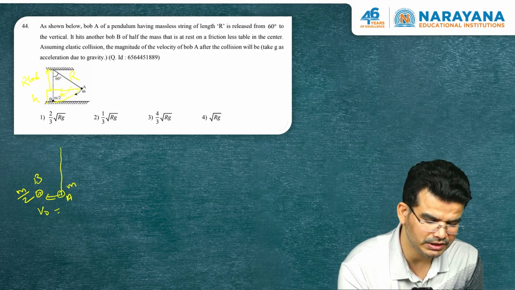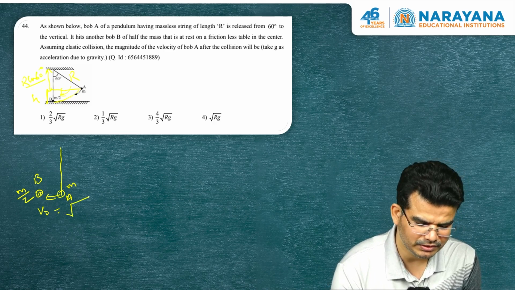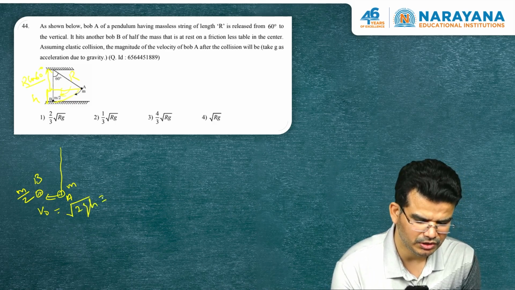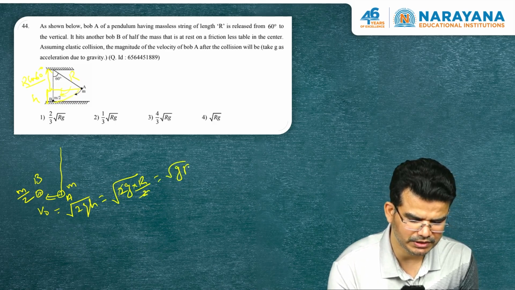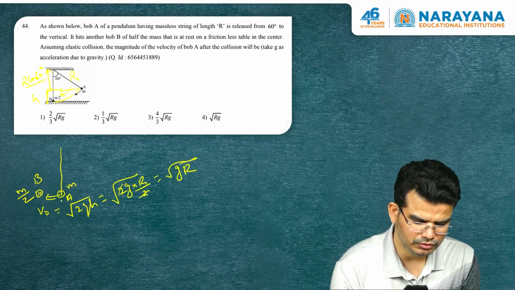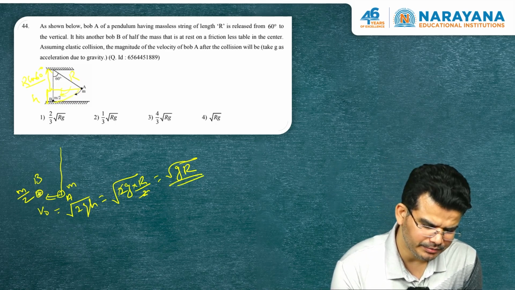R cos 60 degree means r by 2. So, h is also r by 2. So, its velocity is root over 2 g h, which is root over 2 g r by 2, which is very simple, root g r. V naught is root g r. It will collide with B.